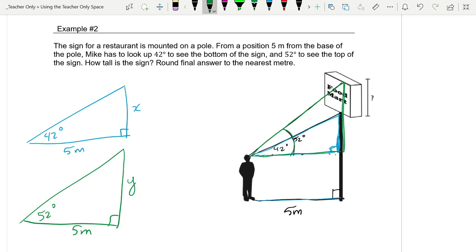So what am I actually looking for? I'm looking for Y minus X. The green line minus the blue line should be how tall the sign is. And yes, these are both tans. Correct. Question?